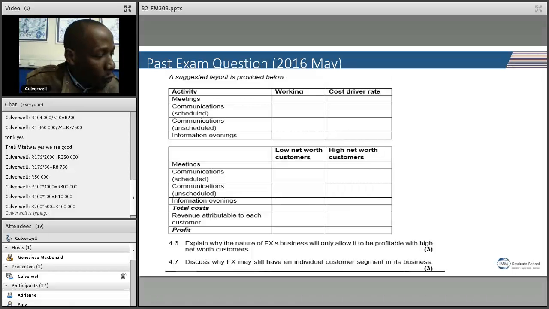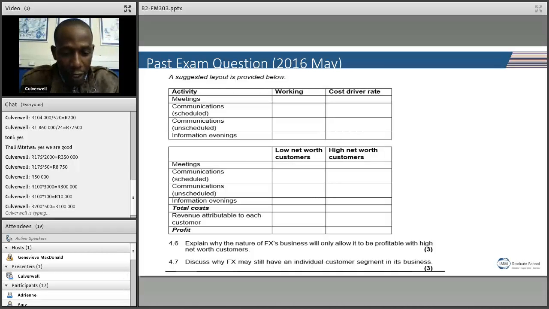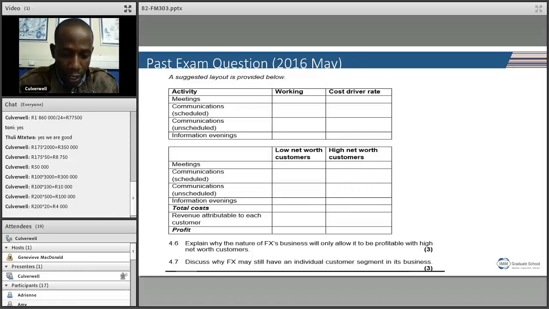And finally, you also move on to my high net worth customers for that. I'm saying 200 Rand per unscheduled communication multiplied by the number we had with high net worth customers. That is going to give you 200 times 20, 4,000.